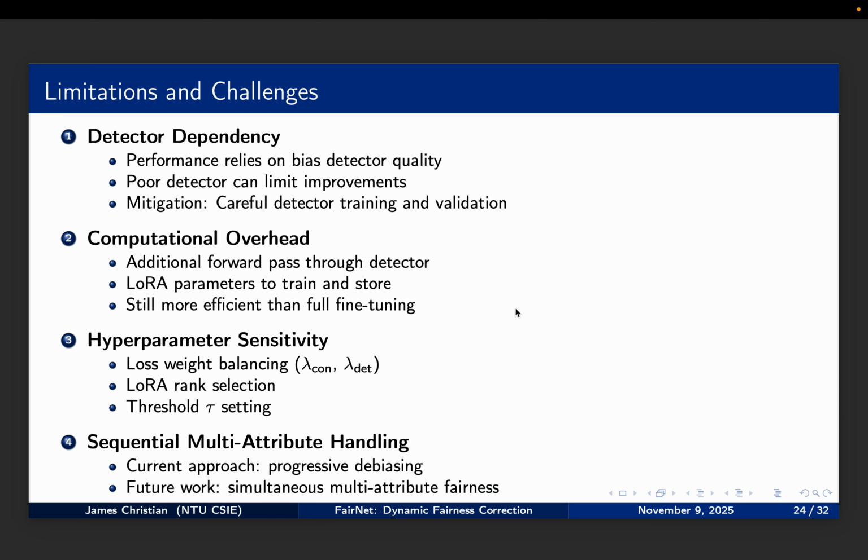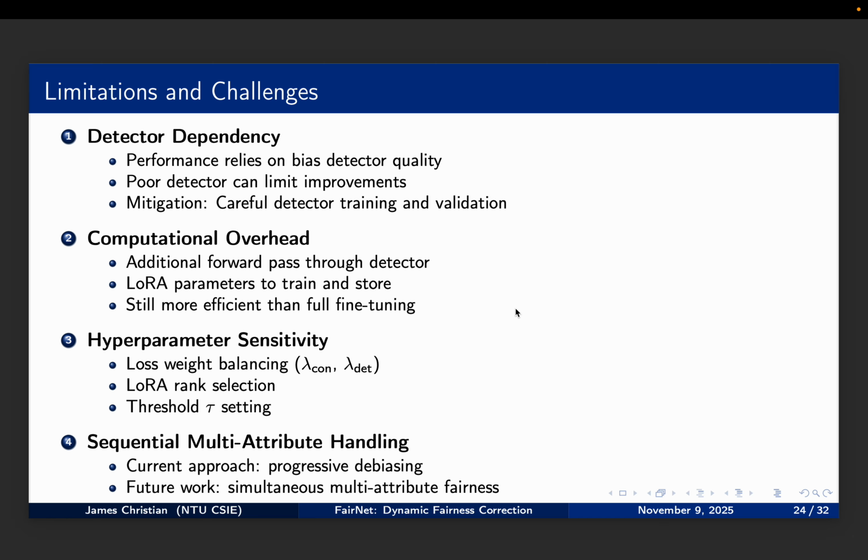Now, let me discuss the limitations and challenges. First, detector dependency. Performance relies on biased detector quality. A poor detector can limit improvement. The mitigation is careful detector training and validation.